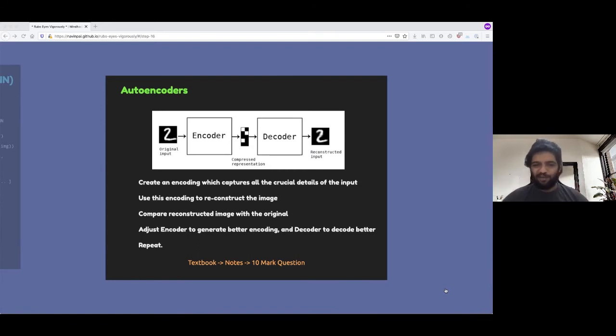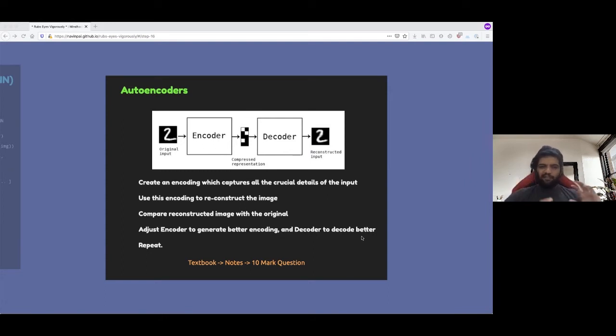Which is why, at least for the backbenchers, it's got to be very relatable that your notes do not really reflect anything that's in the textbook. But over time, what's going to happen is if you get better at making notes, then your 10-mark question answers are also going to be better. And that's going to be more similar to what's in the textbook as well. So that is kind of the philosophy behind how autoencoders work, right?